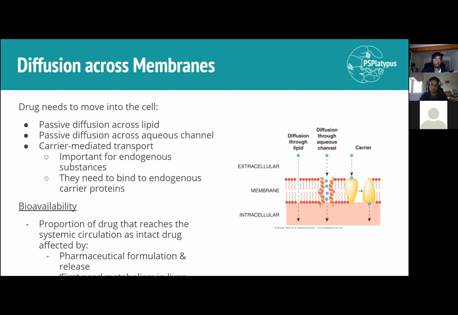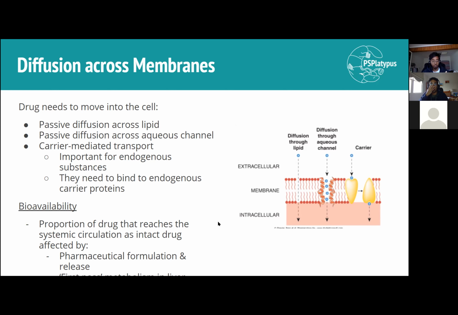Because if they're already created by the body, then it makes sense that the body would already have endogenous carrier proteins, meaning the body already has proteins to carry it across, since it's not some random thing externally that the body doesn't know what it is.